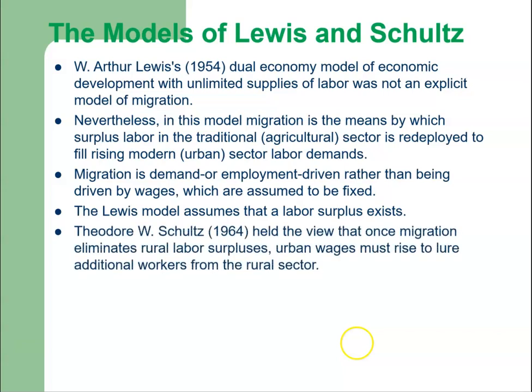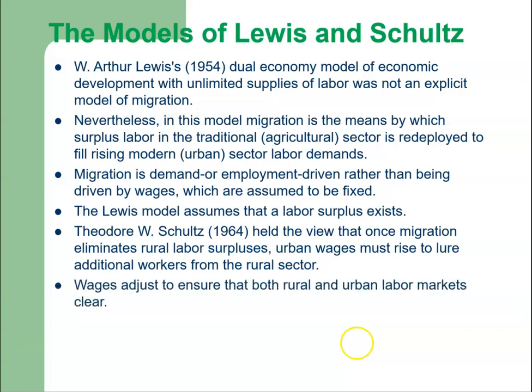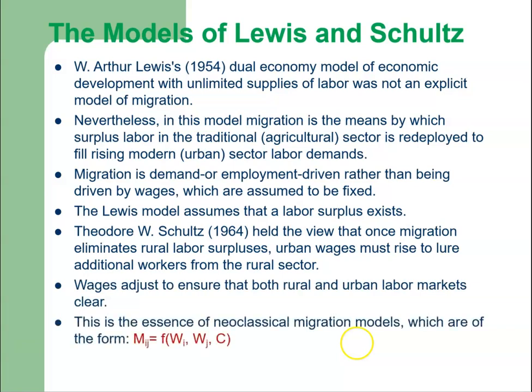Later on, Schultz in 1964 held the view that once migration eliminates rural labor surpluses, urban wages must rise to lure additional workers from the rural sector. Wages adjust to ensure that both rural and urban labor markets clear. This is the essence of the new classical migration models, which are of the form Mij is a function of Wi, the wages in the area of origin, Wj, the wage rate at the area of destination, and C, the cost of migration.